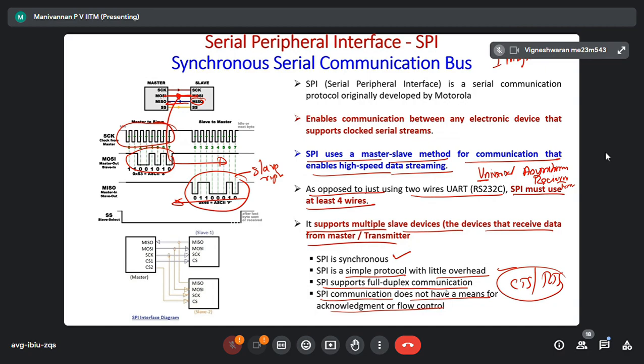Have you taken the notes, key points? Yes, sir. Yes, sir.